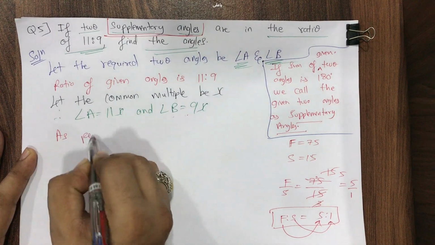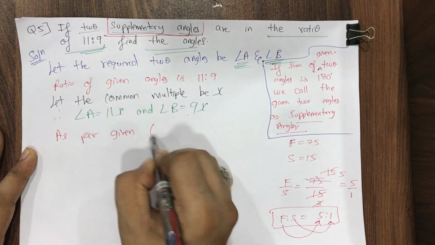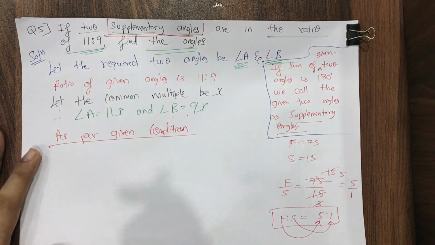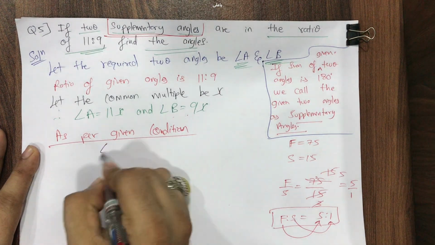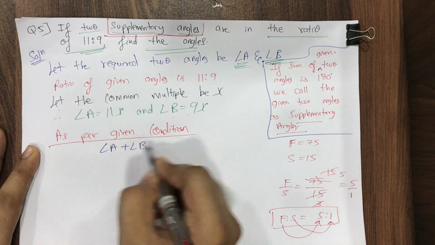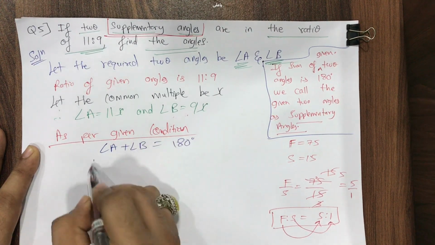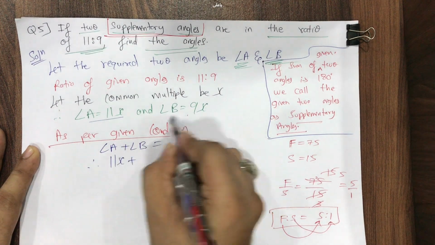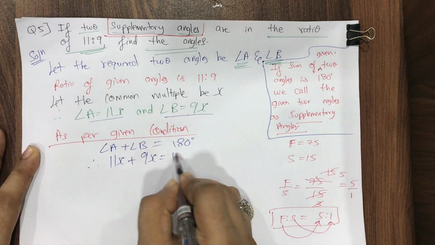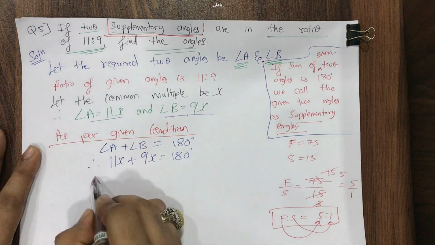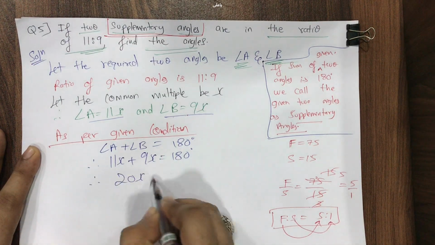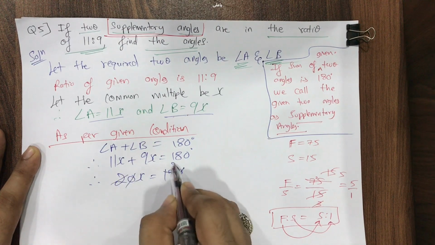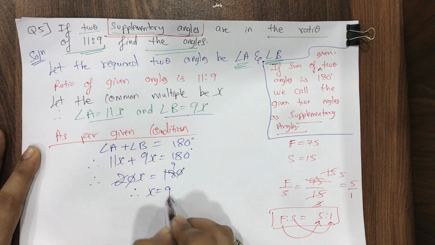So as per the given condition, I'll add angle A plus angle B is equal to 180 degrees. Therefore, the value of angle A is 11x, the value of angle B is 9x, 11x plus 9x is equal to 180 degrees. Therefore, 11 plus 9 is 20x. 20x is equal to 180 degrees. 0, 0 cancel. 2 1s are 2, 2 9s are 18. Therefore, x's value will be 9.